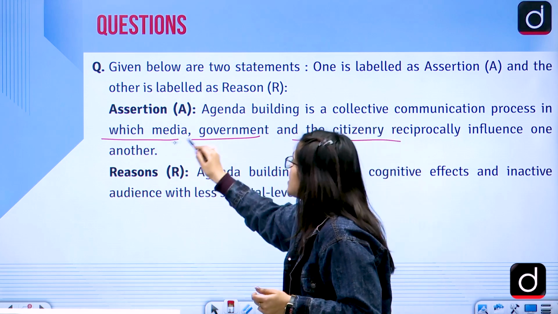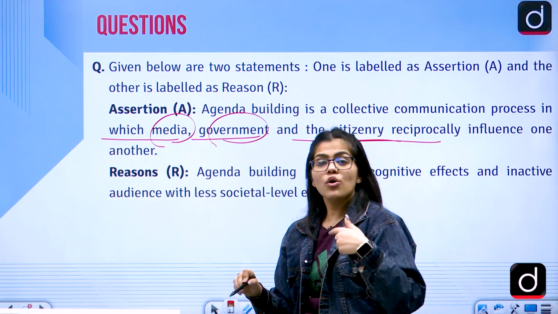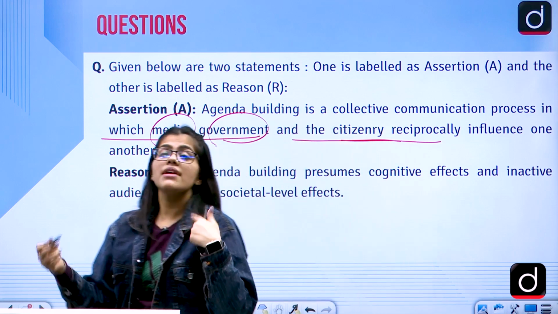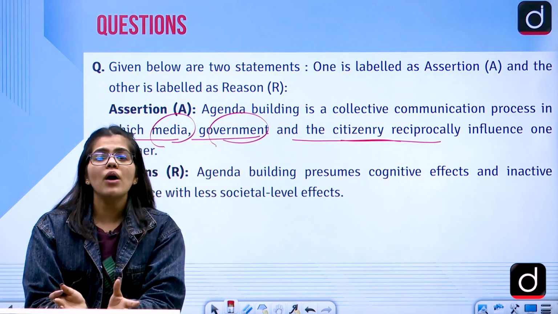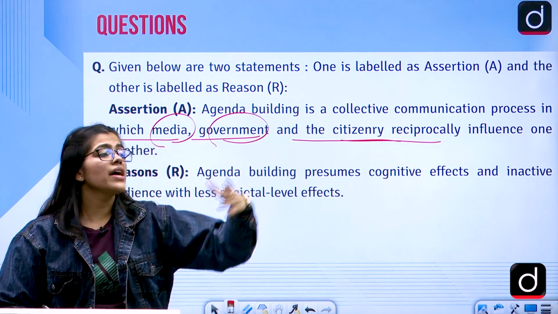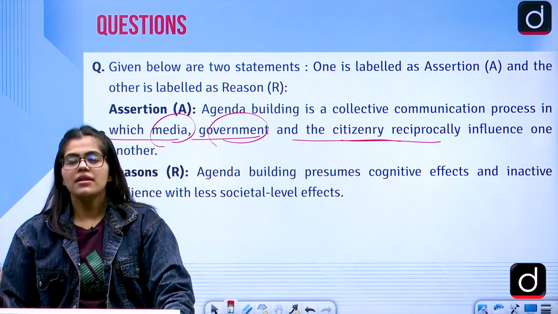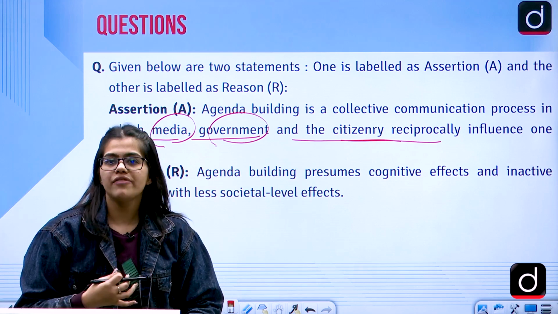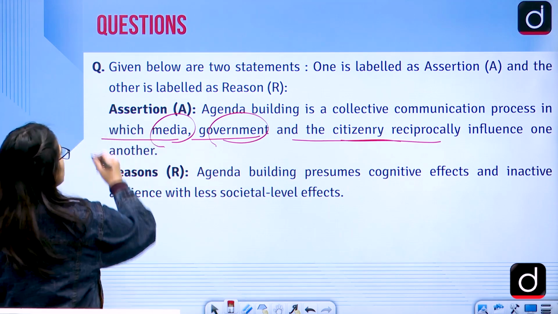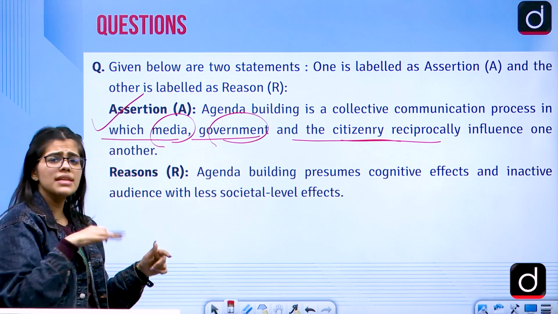So there is media, there is government, and there is citizenry, and all these three things are reciprocatively working with one another. What will media talk about if there is no government, if there are no citizens? This means that yes, gatekeeping is done, yes, filtering is done, but media is only talking because they have us. So this statement becomes the correct answer. Right? This is correct. Now, is the reason correct?